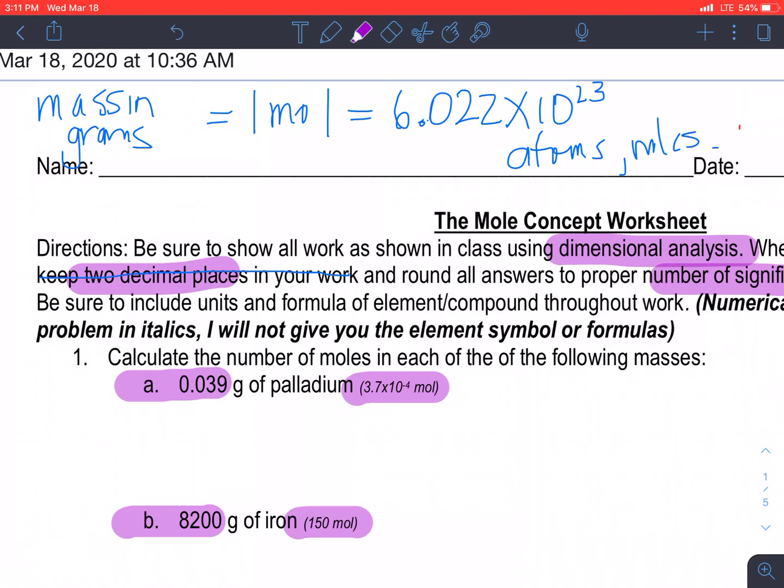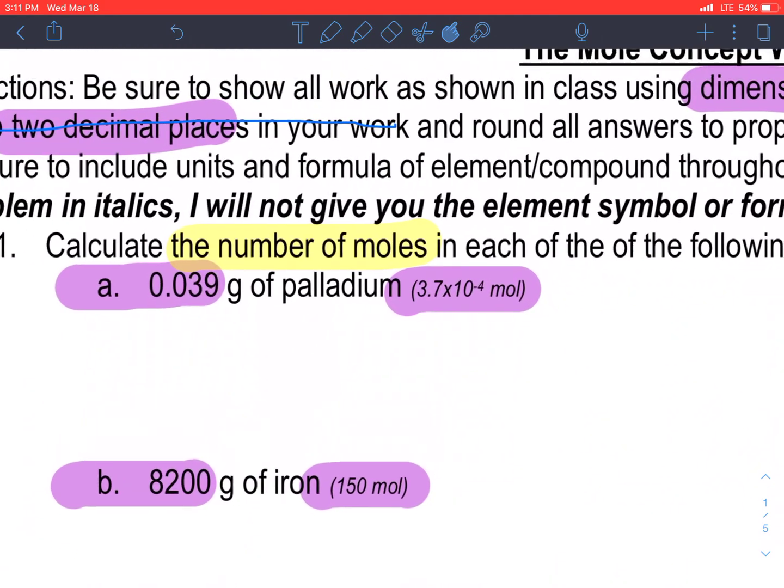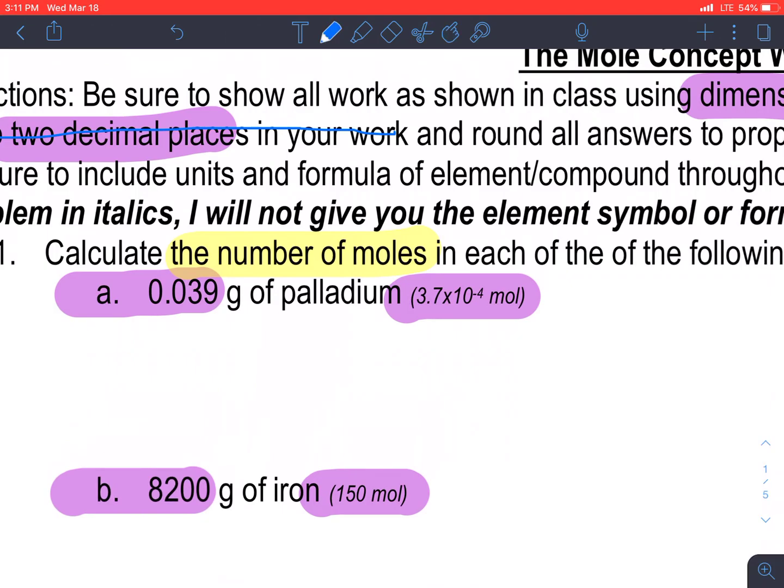Okay, so in each of these problems, there's a grouping of them. This first set, we're going to calculate the number of moles. So we're going to use what's given. I'm going to zoom in here. We want to calculate how many moles are in 0.039 grams of palladium. We always start out with the given amount. Palladium is Pd on the periodic table. We're going to put what's given over 1.